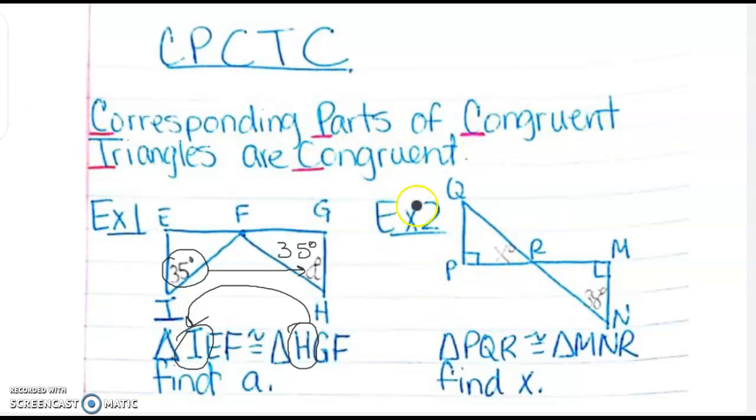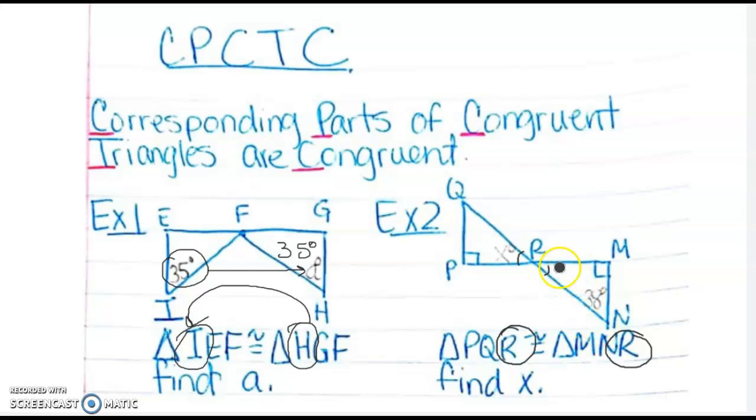So if I move to example 2, triangle PQR is congruent to triangle MNR. Okay, well, if I want to try and find where angle R is, that corresponding part is angle R as well. So that's that vertical angle theorem that we have. So this angle is congruent to this angle. Well, I don't have that angle over here. What I do have is a 90-degree angle and a 38-degree angle.